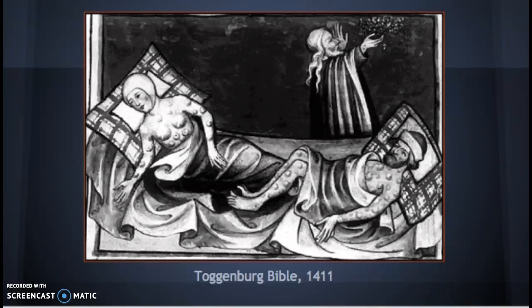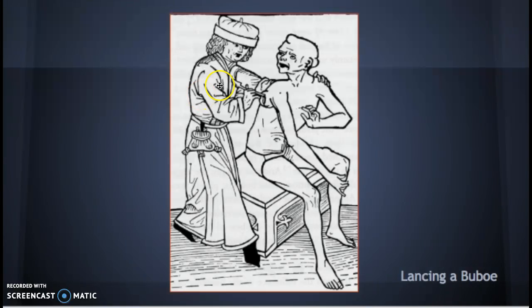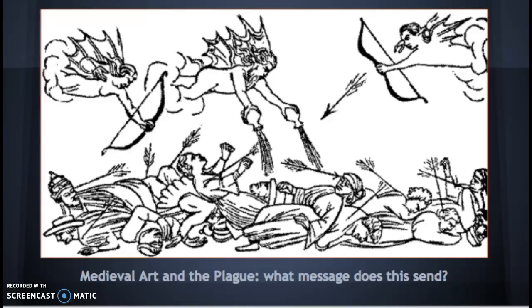The primary source evidence that we have of this one is from 1411. You can see in these drawings people covered with those boils. You can see here an example of lancing one of those boils, trying to let the blood out, that idea of bloodletting. And in this picture, if you think about who these guys are and who these guys are, this message about the plague really does reflect the religious nature of the era that we are looking at here.